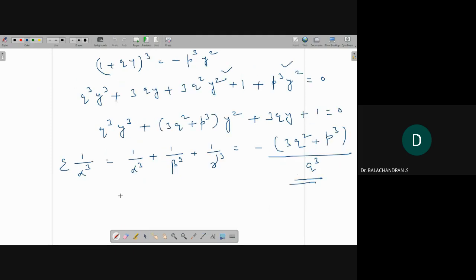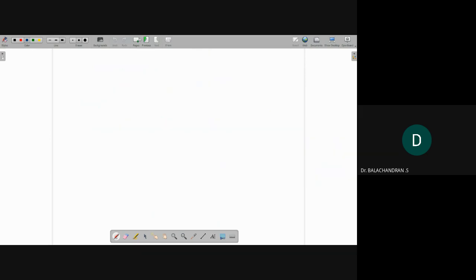Okay. And then what is the third problem? Third problem, there are two subdivisions. So you got the answer? Yes, sir. What is the first subdivision, please tell. If alpha, beta, gamma are the roots of x cube minus p x square plus q x minus r is equal to 0, form the equation whose roots are alpha beta plus 1 by gamma, beta gamma plus 1 by alpha, gamma alpha plus 1 by beta.